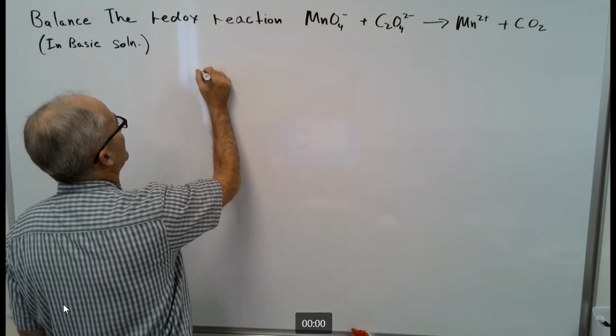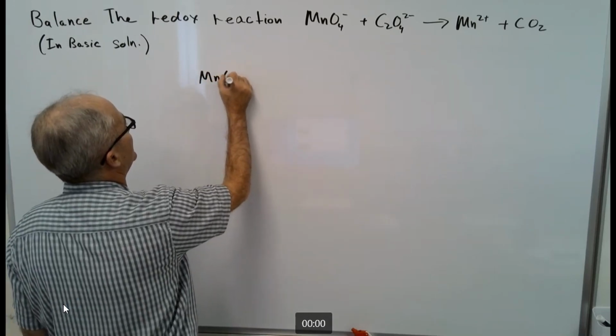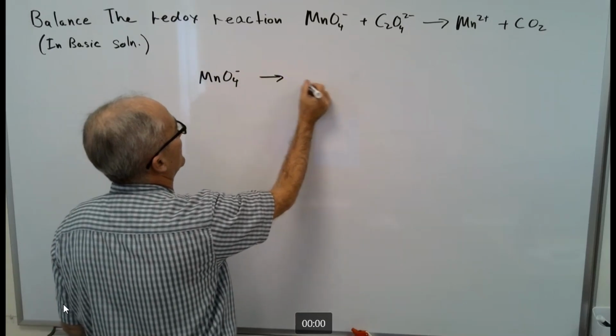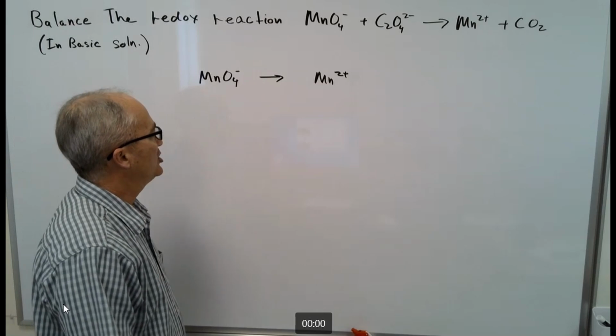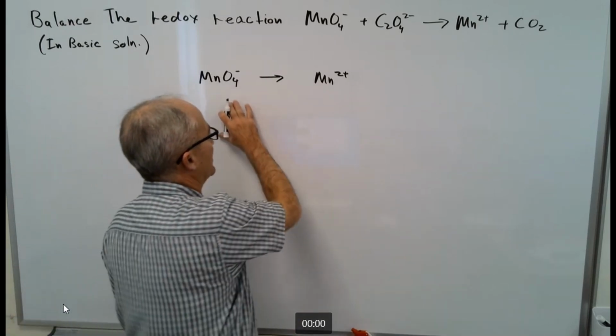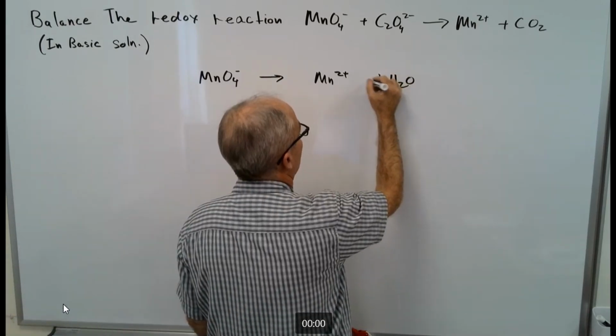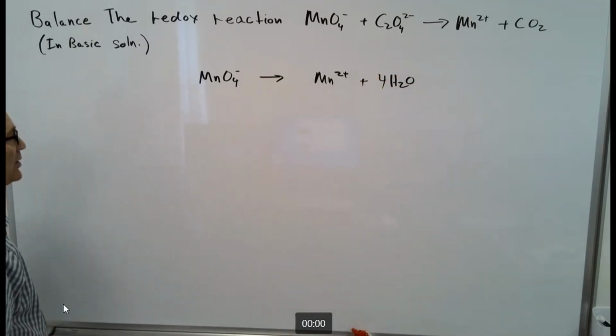So I'm going to come up here and say permanganate goes to Mn2+. Balance elements other than hydrogen and oxygen. We don't have any. How do I balance this oxygen? I have to add 4 waters there. Now, what element do I need to balance?